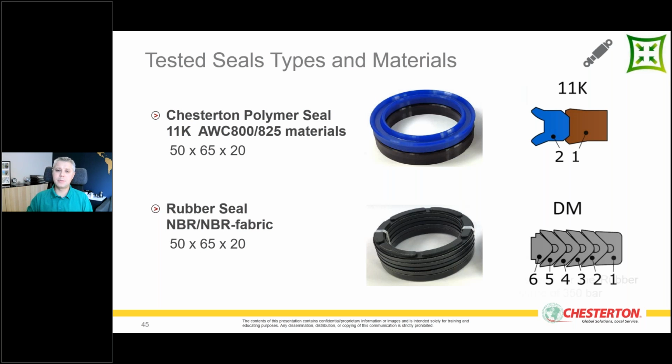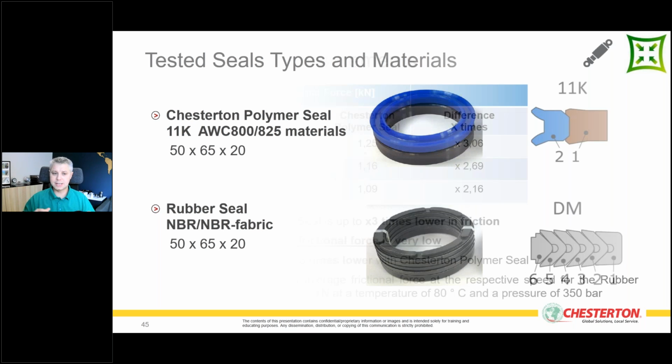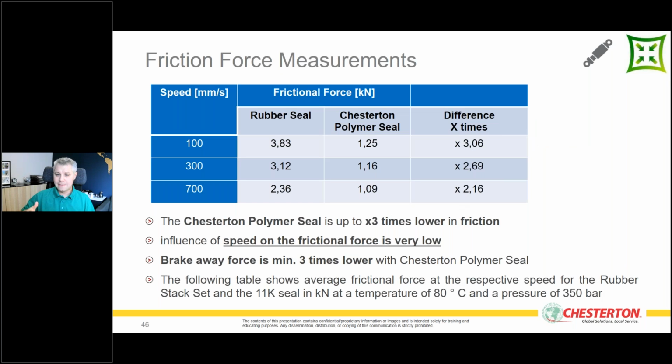So they did many tests and many formulas, but what we see in the result is that even with changing speed and pressures, what they found, in the last column, is that Chesterton polymer seals, low friction seals, have up to 3 times and even over 3 times less friction than the old technology. What does it mean? It means that you don't need so much hydraulic power for these seals to start moving the rod, or to move the piston inside. Let's go to the next slide.